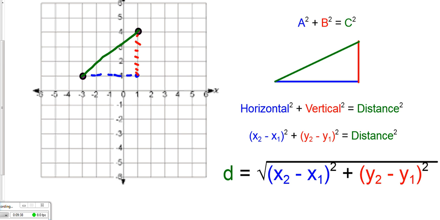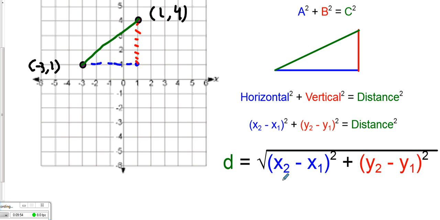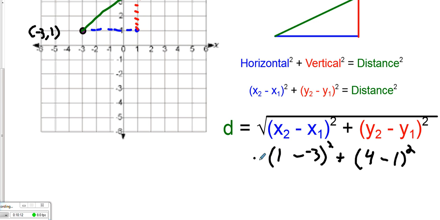So in our case, if we're looking at these two, we've got this point over here at negative 3, 1. This point up here at 1, positive 4. Sorry, that's supposed to be a 1. So we just plug these in. X value of the second is a 1, minus x value of the first is a negative 3, and it'll be squared. Plus y value of the second is a 4, minus y value of the first is a 1, and that'll be squared. Everything is underneath this square root.